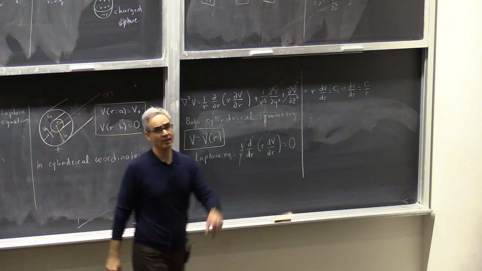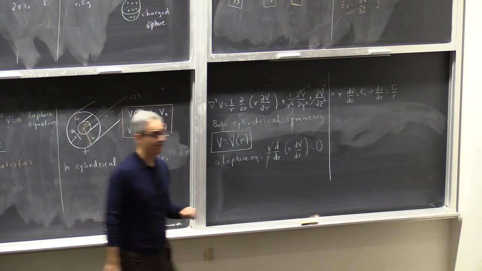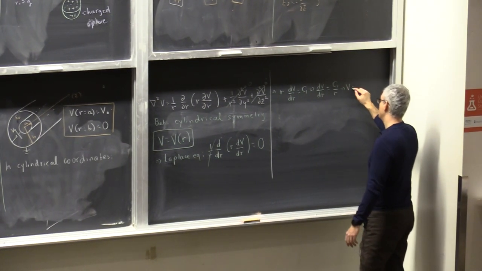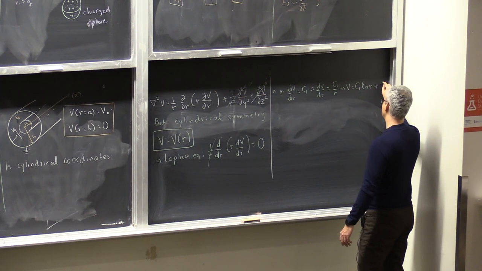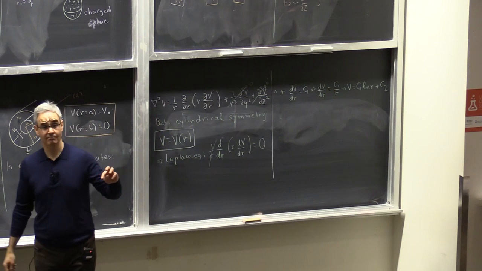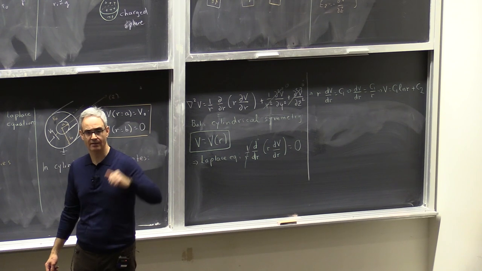And now I have one more integration to do. dV by dr is c1 over r. That means that the potential itself, V, will be c1 logarithm of r plus c2. So I have now a boundary value problem, and the integration gives me these constants. You have a question? Go ahead.